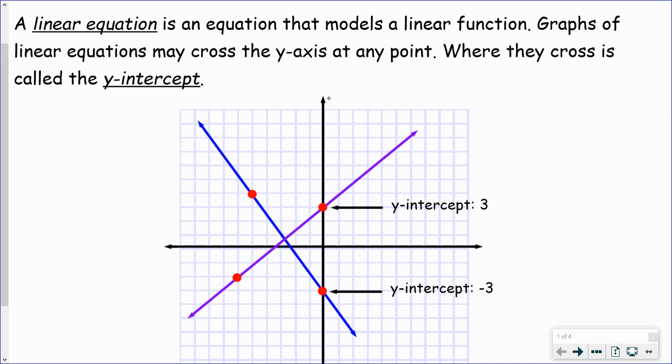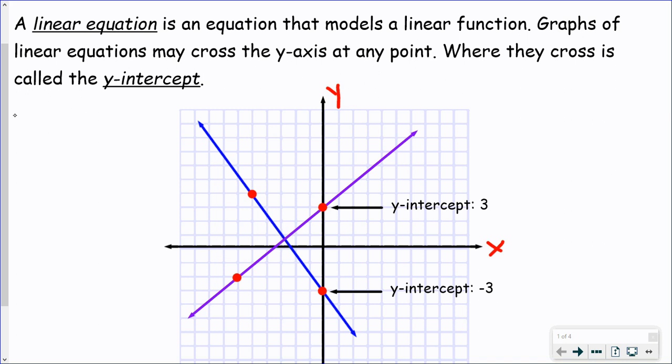So again, this is the y-axis, and this is your x-axis. So this purple line has a y-intercept of 3. The blue line has a y-intercept of -3. Now, we're not really talking about slope yet, but let me go ahead and mention that. All right, so this is called slope-intercept form.